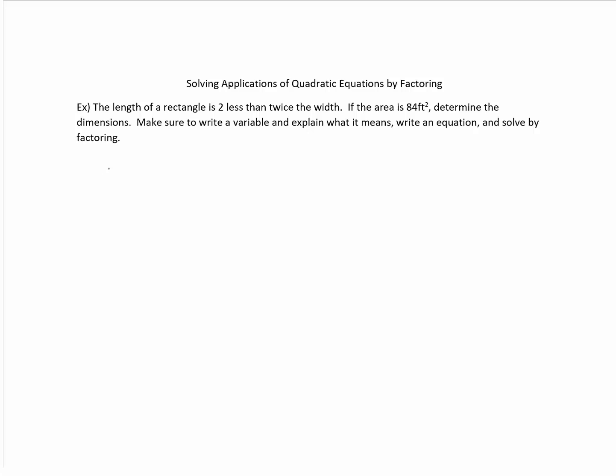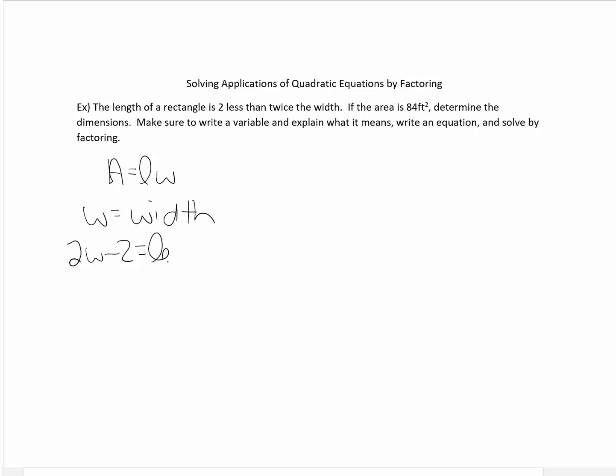Well, we know the area of a rectangle is length times width. Now, I'm going to start off with W is equal to the width. Now, the length is in terms of the width, so twice the width, 2 less. So this is the length. So 2W minus 2 times W, and we know the area is 84. Distribute the W. And now I'm going to set this equation equal to 0.